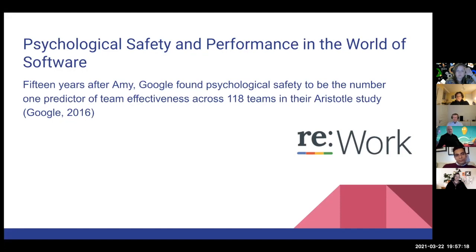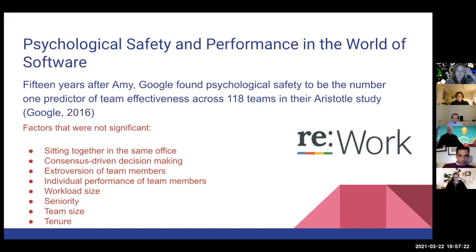And actually, maybe even more fascinating than that, they looked into a lot of other factors first. And they found that all of these factors were not as significant as psychological safety. And many of these factors, I'm sure that you've seen or thought about in other work contexts, such as sitting together in the same office, or making consensus-driven decision-making, workload size, or the seniority of the team members. All of these paled in comparison to the psychological safety of the team being the #1 predictor.